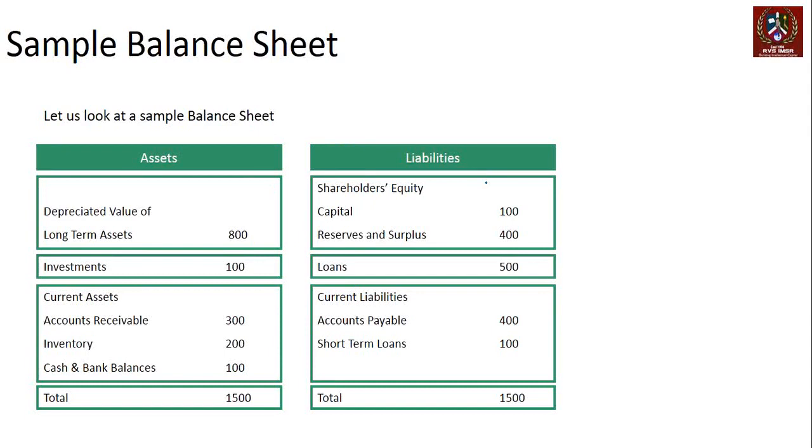of a company. For this point, we are not going to use the cash flow statements. We are only going to use balance sheet and P&L. So that's a sample balance sheet which has the assets of a company and liabilities of a company given. Total assets are at 1500. Total liabilities obviously will be equal at 1500. The company has total equity of 500. Long-term debt of 500, accounts payable of 400, and short-term loans of 100. The company has long-term assets at 800, investments at 100, accounts receivable, inventory, and cash and bank balances add up to 600, giving a total value of 1500 on the asset side.